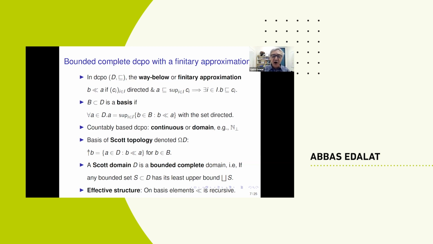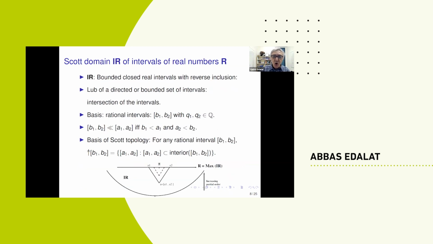Using that, you can define computable elements of the Scott domain, and also computable elements of the function spaces that we will come to in a minute. But now let's have a more sophisticated example of a Scott domain.